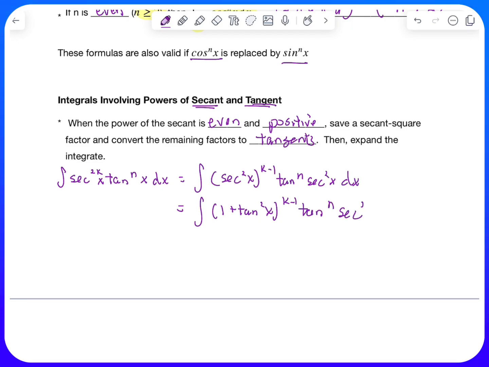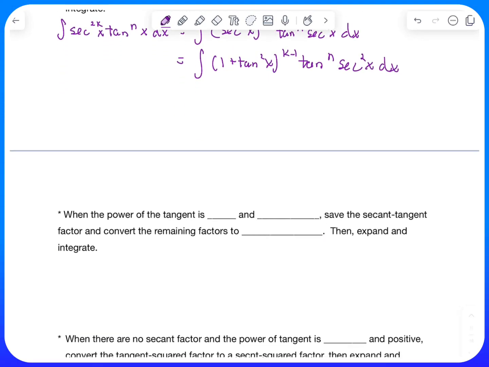And then I would let my u equal tangent, and so the derivative of tangent is secant squared, so the secant squared would cancel out, and I'm in terms of u. Everything's in terms of u. So that's when our secant is an even function.